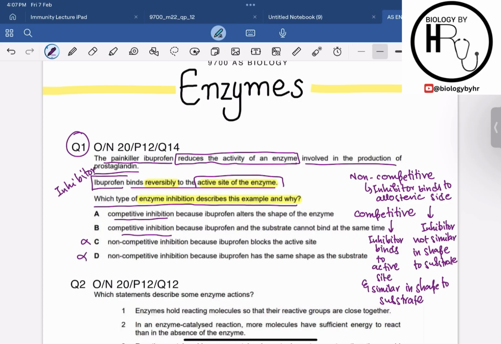Now options C and D are incorrect. Let's see which option, A or B, is correct. Option A says competitive inhibition, because ibuprofen alters the shape of the enzyme. No, ibuprofen will not alter the shape of the enzyme. It will go and bind to the active site of the enzyme and will not allow the substrate to bind to the enzyme. In B they are saying competitive inhibition, because ibuprofen and the substrate cannot bind at the same time. Yes, it is correct, because the inhibitor ibuprofen will bind to the active site of the enzyme and will not allow the substrate to bind to the enzyme. So the correct answer over here would be option B, competitive inhibition, because ibuprofen and the substrate cannot bind at the same time.